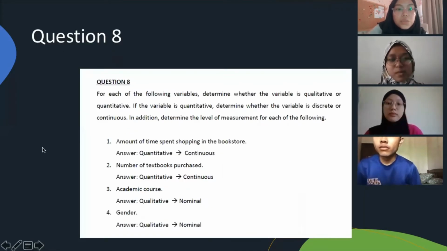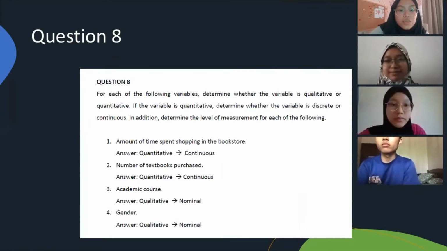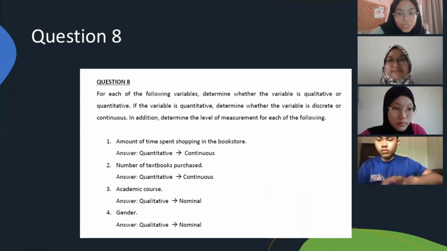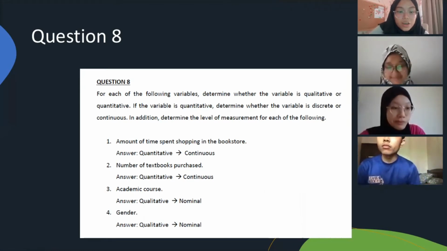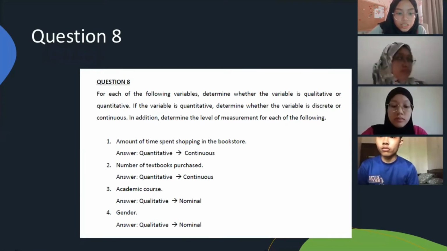Okay, thank you, Balkis. Now I will continue to present the next question, which is question 8. For each of the following variables, determine whether the variable is qualitative or quantitative. If the variable is quantitative, determine whether the variable is discrete or continuous. In addition, determine the level of measurement for each. Number 1, amount of time spent shopping in the bookstore. The answer is it is quantitative and also continuous.